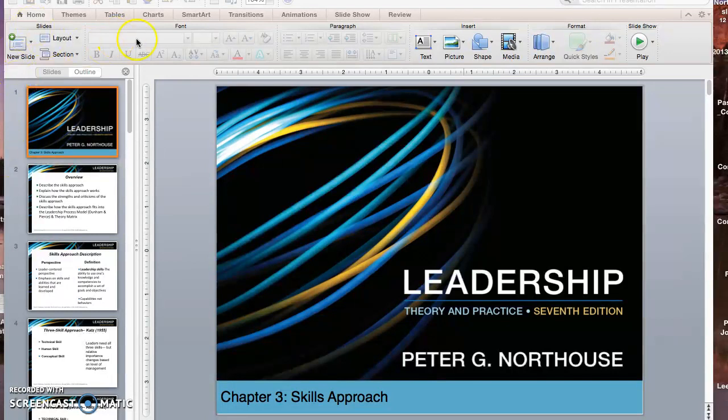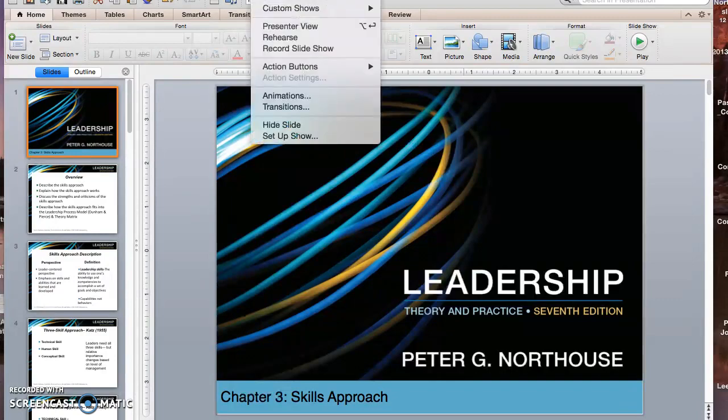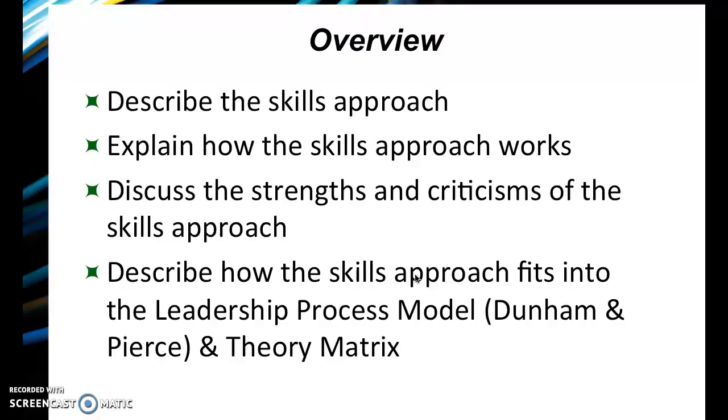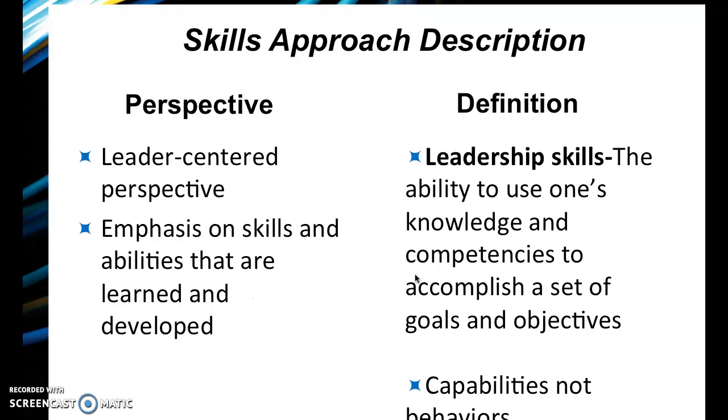So this video presentation focuses on the skills approach, and what we're going to do here is briefly describe the skills approach and explain how it works, and then discuss the strengths and weaknesses, and then how it fits into the leadership process model and the theory matrix. So, okay, let's get started.